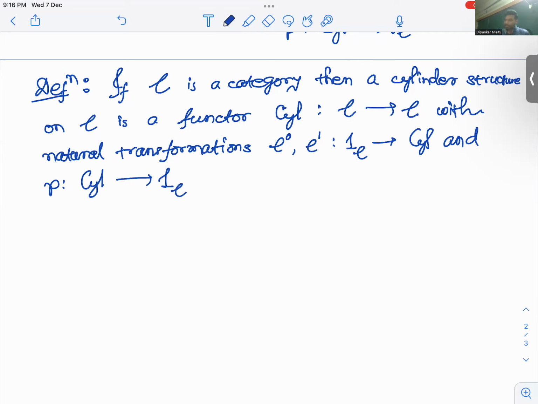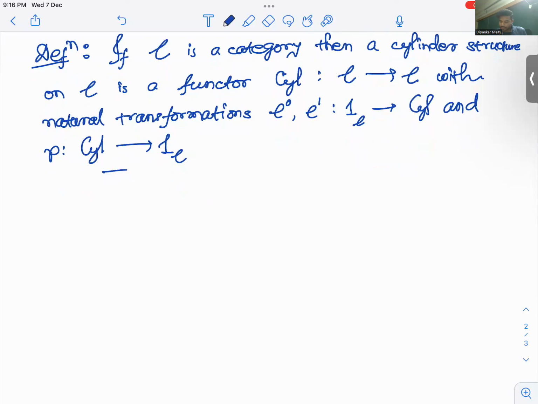So if you think of what happens at the object-wise level, it says that for every object X, you have not one, but two maps from X to the cylinder. And here you have a map from the cylinder to X. So anyway, that is the definition of a functorial cylinder structure.